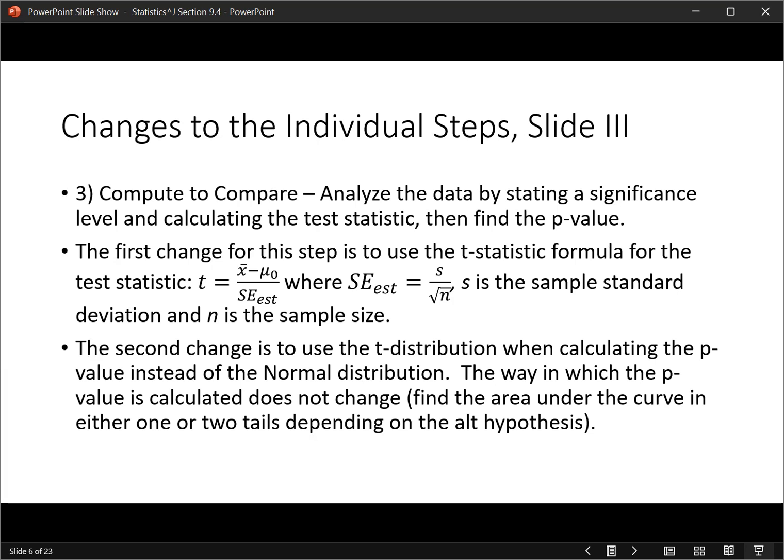Normally when you do this with a proportion, you open up the normal calculator in StatCrunch when calculating the p-value. Here, instead, you're going to open up the t distribution calculator, and you're going to do everything else the same. Everything that you did with the normal distribution calculator, the way that you entered all the information in there, you're going to do the exact same thing with the t distribution calculator instead. So those are the only differences. You use the t statistic instead of a z statistic, and then you use a t distribution instead of a normal distribution.